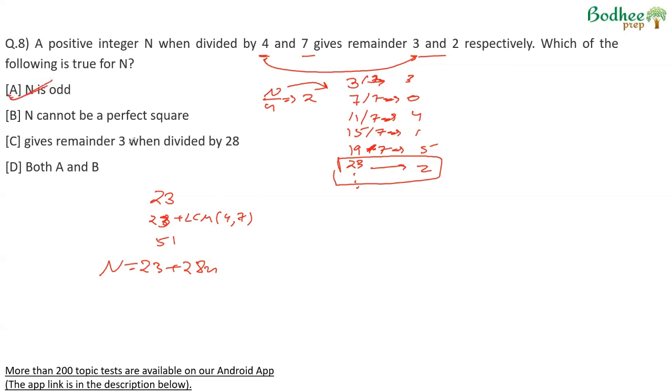C gives a remainder 3 when divided by 28. Not necessarily. If we divide 23 itself by 28, the remainder will be 23, not 3. So this is definitely wrong. Both A and B, so we have to check for B. The number cannot be a perfect square.